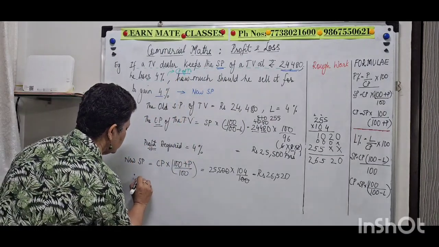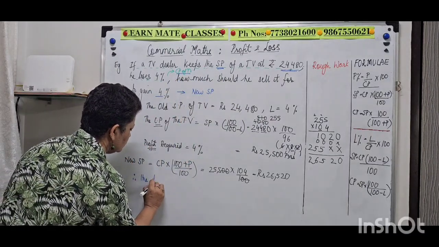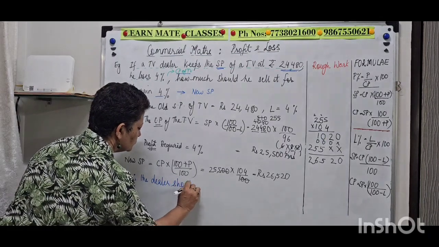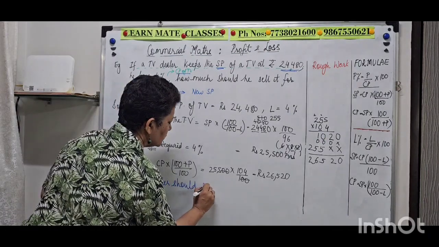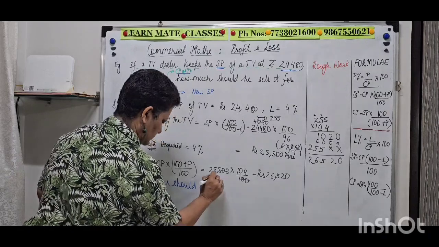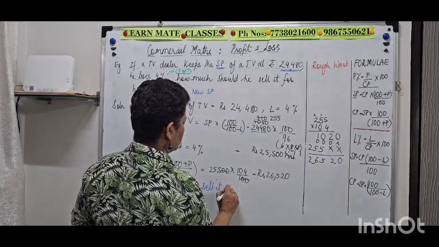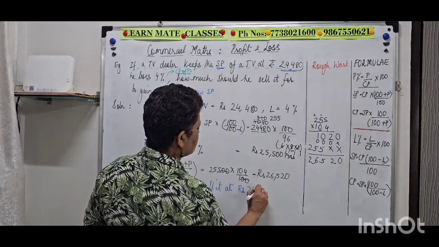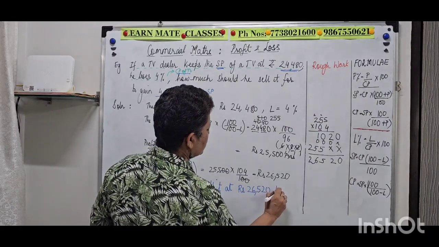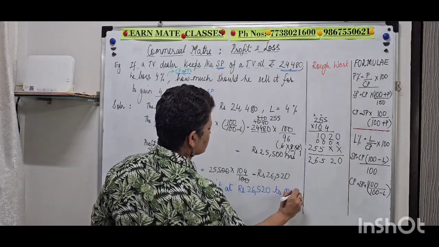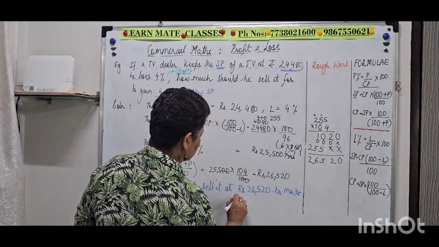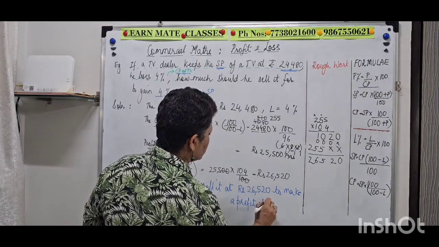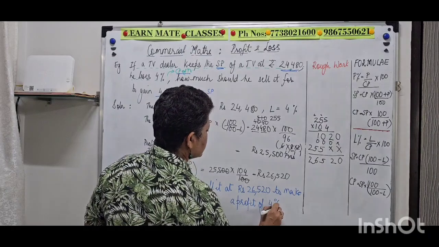Therefore, the dealer should sell it at rupees 26,520 to make a profit of 4%. Is that okay?